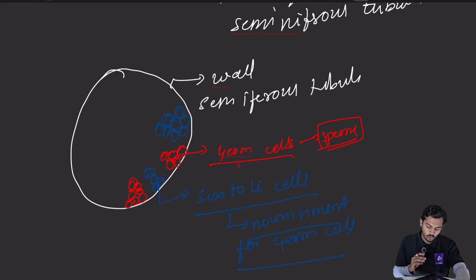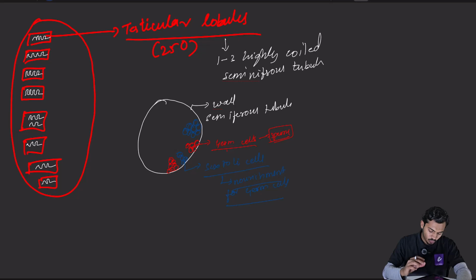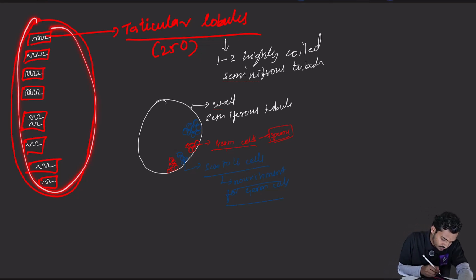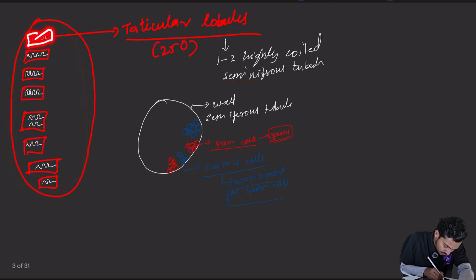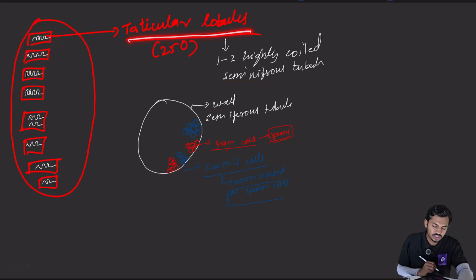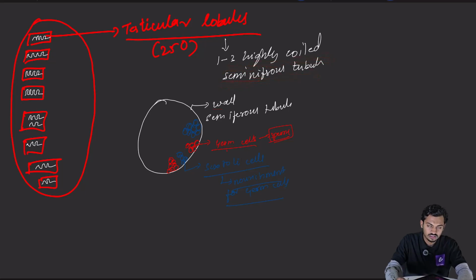Understood दोस्तों? I hope you people understood. So inside seminiferous tubule, तो हमने क्या पढ़ा? Now we are studying about the section of testis. If you take the section of testis, you will see inside testis there are 250 compartments like this, right? So these compartments are called as testicular lobules. Inside testicular lobules there are 1 to 3 highly coiled seminiferous tubule.